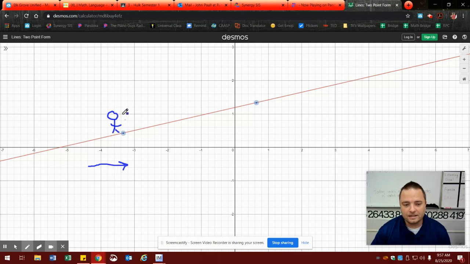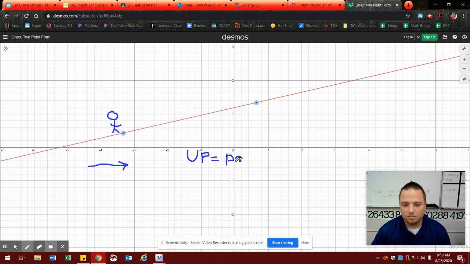Well, if this guy right here, let's just call him Mr. Paul Jr., decides to walk from left to right, will he be walking up? Will he be walking down? Is he walking neither of those things? Well, let's just think about this for a second. If he's walking up, this will be known as a positive slope.